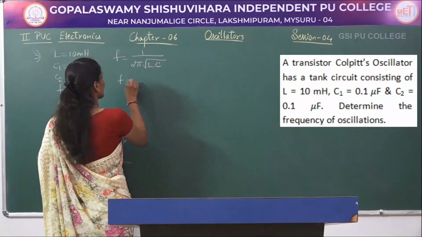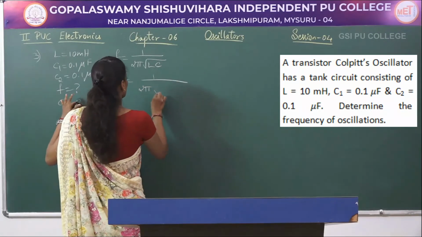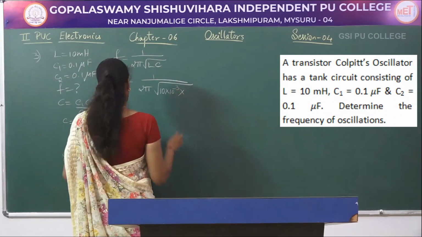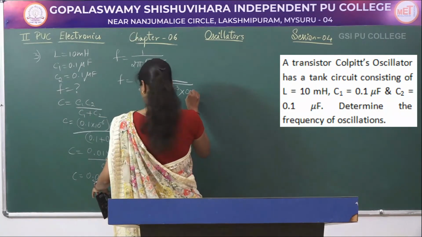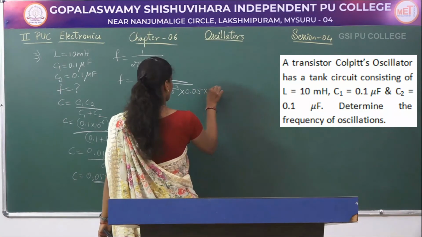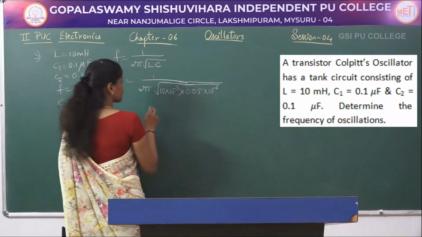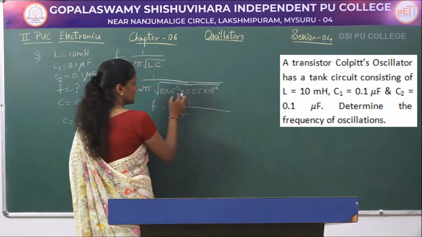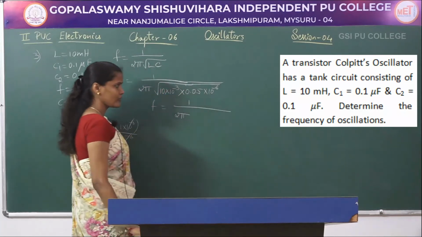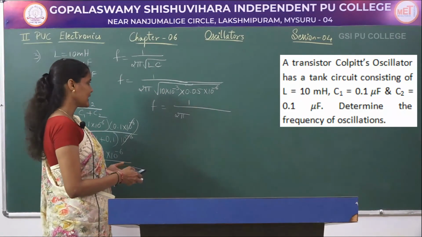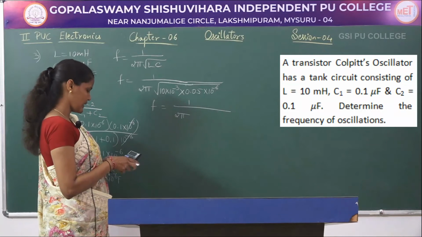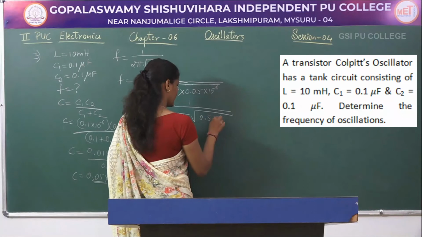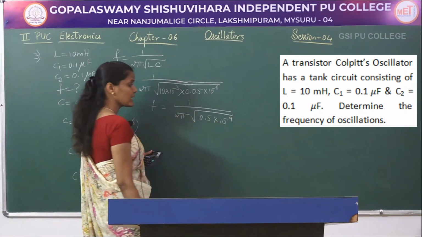So F is equal to 1 divided by 2 pi root of L value is 10 milli, that is 10 into 10 to the power of minus 3, and C value is 0.05 into 10 to the power of minus 6. So this F is equal to 1 divided by 2 pi, 10 to the power of minus 3 and 10 to the power of minus 6 gives me 10 to the power of minus 9. So 10 into 0.05 will be 0.5, that is root of 0.5 into 10 to the power of minus 9.